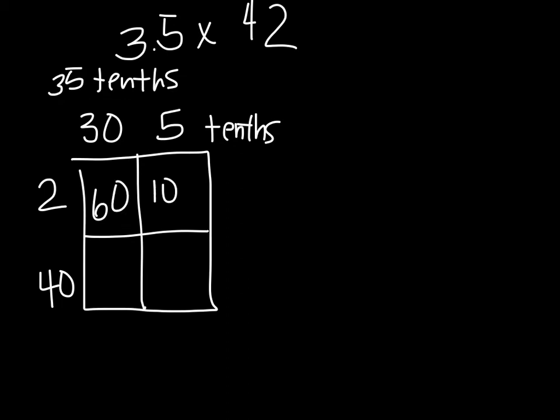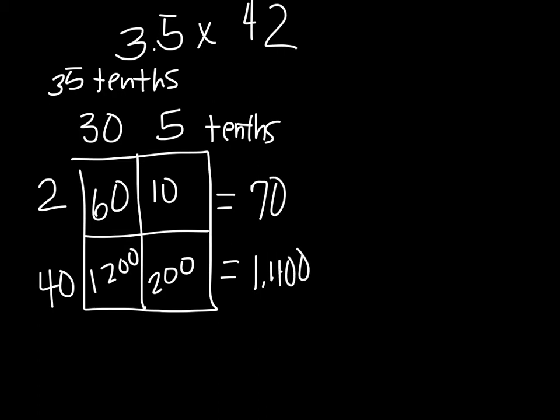40 times 30, 1,200. And 40 times 5, 4 times 5 is 20, and then I'm in the tens place here, so I add another 0 for that. I'm going to add those across. 60 plus 10 gives me 70. 1,200 plus 200 more gives me 1,400.